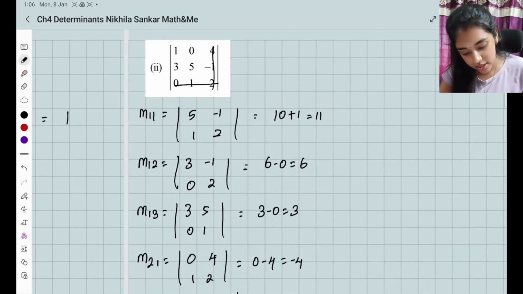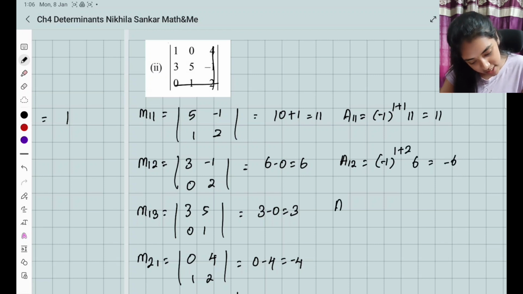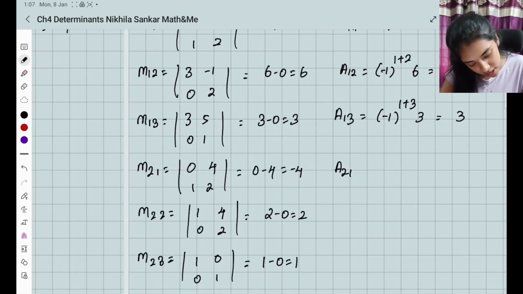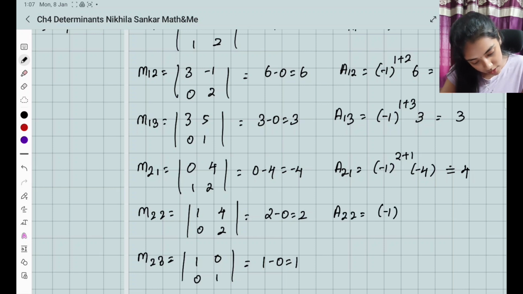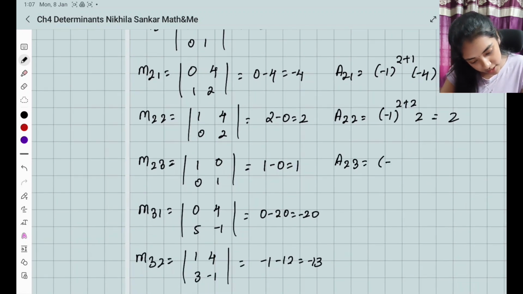Okay, now shall we find the respective cofactors? So I have A11 equals minus 1 to the power 1 plus 1 times 11, which is 11. Check whether it is positive or negative and write it. Minus 1 to the power 1 plus 2 times 6, which is minus 6. A13 equals minus 1 to the power 1 plus 3 times 3, which is going to be 3. Next, A21 minus 1 to the power 2 plus 1 into minus 4. So minus into minus becomes a plus. So plus 4. Then A22 is going to be minus 1 to the power 2 plus 2 times 2, which is 2. Next, A23 is minus 1 to the power 2 plus 3 into 1, which is going to be minus 1.